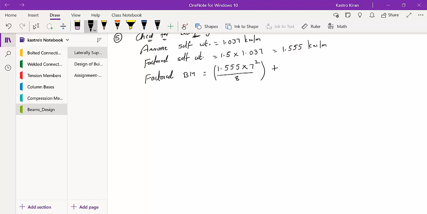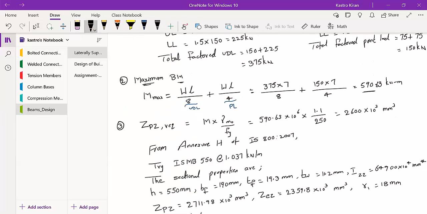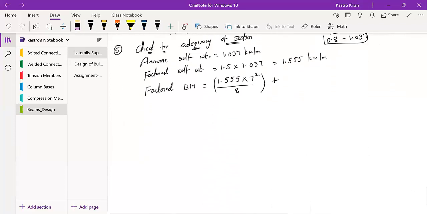And you also have another bending moment, which you calculated in the second step, which is 590.63. So you have to add this bending moment as well, which will be 590.63. So if you solve for this one, the factored bending moment is obtained as 600.16 kilonewton meters.